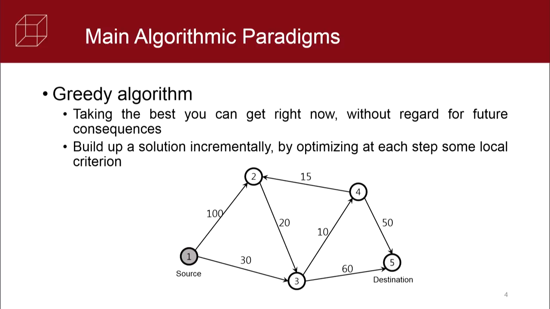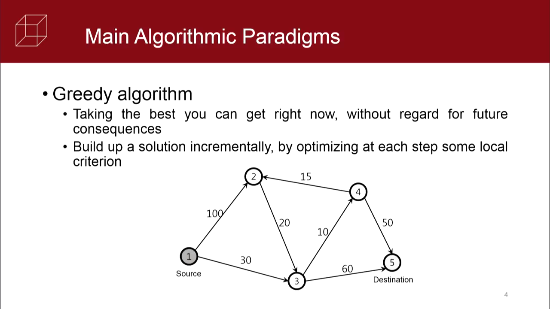And we now talk about some of the major algorithmic paradigms. The greedy algorithm is one example of an algorithmic paradigm. An algorithmic paradigm is a generic approach to algorithm design, right? And the greedy algorithm takes the best you can get right now without regard for future consequences. All right, so let's take a look at an example.